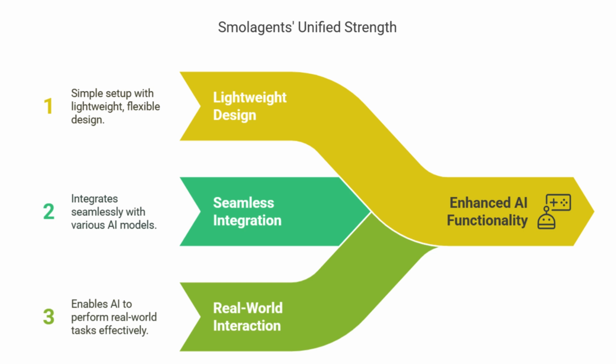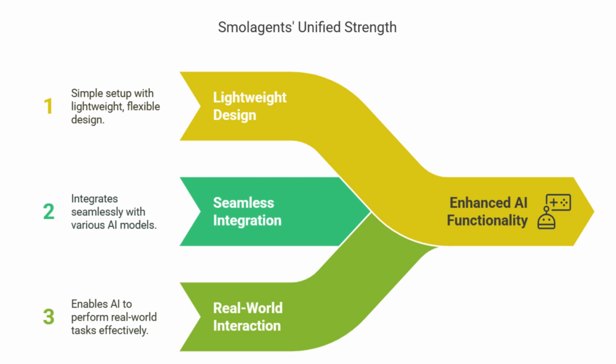With Smolagents, an AI isn't just generating responses, it's performing actions. The framework allows an agent to call external tools, interact with APIs, and process real-world information. This makes it much more powerful than a standard chatbot. So, how exactly does Smolagents allow AI to take actions?